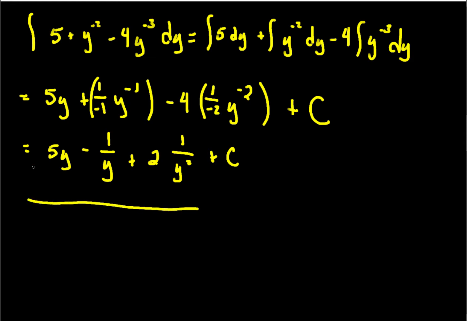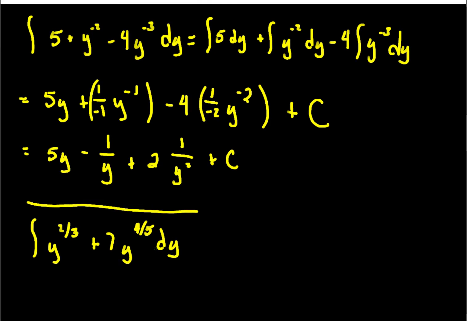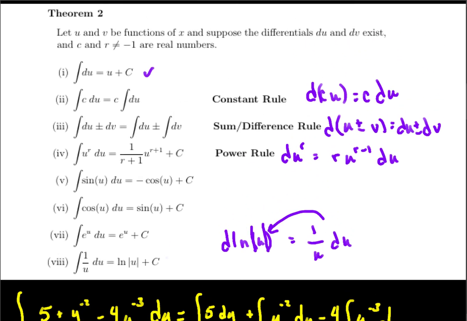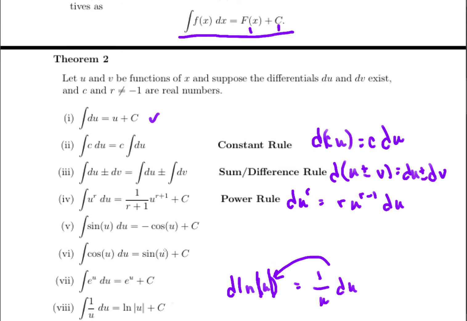So let's just practice with another one. Let's say the antiderivative of y to the 2/3 plus 7, say y to the 4/5 dy.